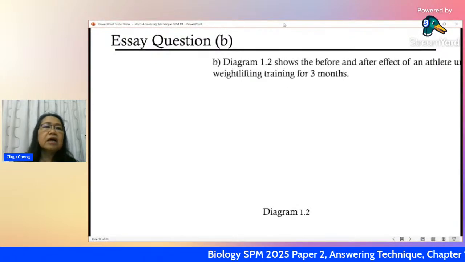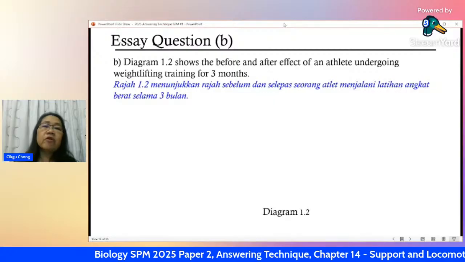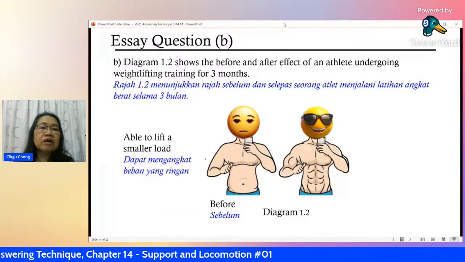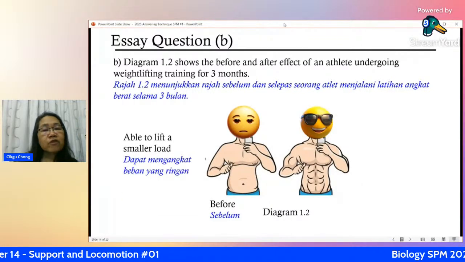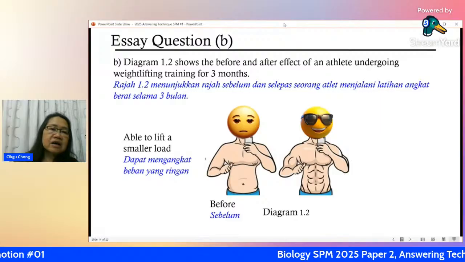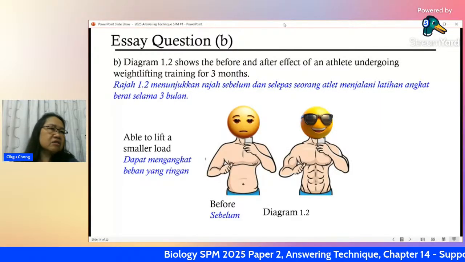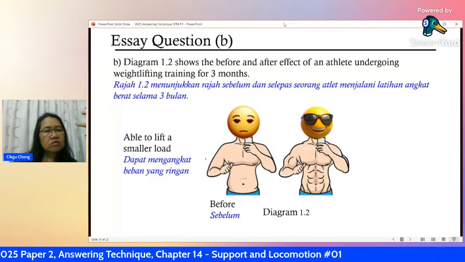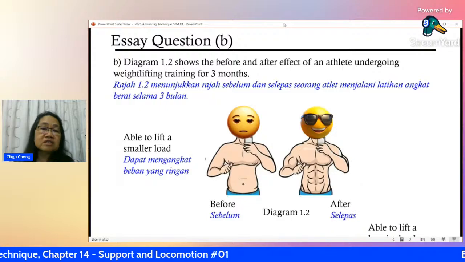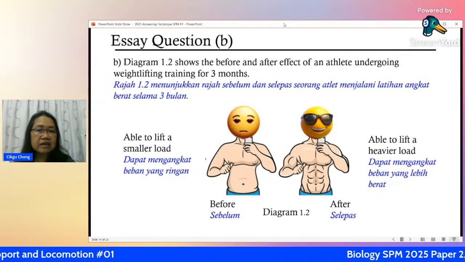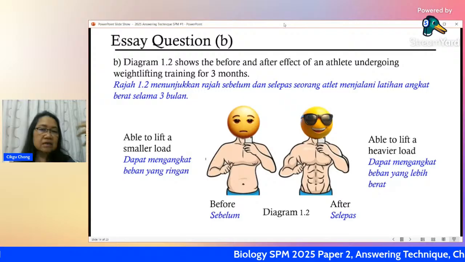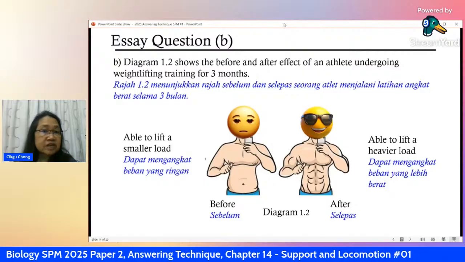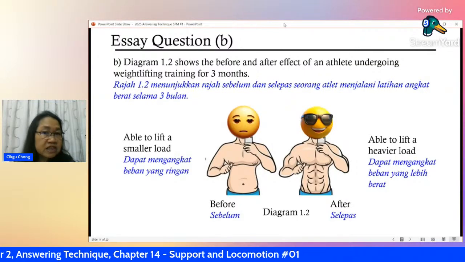All right, question B. Diagram 1.2 shows the diagram before and after an athlete has undergone weightlifting training for 3 months. Okay, block out your face. Now before, you can see the person a little bit more fat, right? And only able to lift a small load. That means not so heavy, right? You can see the muscle not so firm, the biceps are not very bulky, right? But after 3 months of training, you will see the major difference. You can see the abs there, the six pack, then the biceps a bit more bulky. Able to lift a heavier load. Maybe let's say 50 kilo, right? Before that, maybe able to lift only 30 kilograms, right?